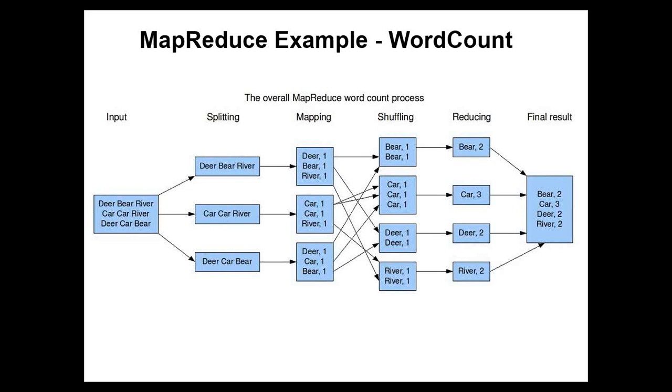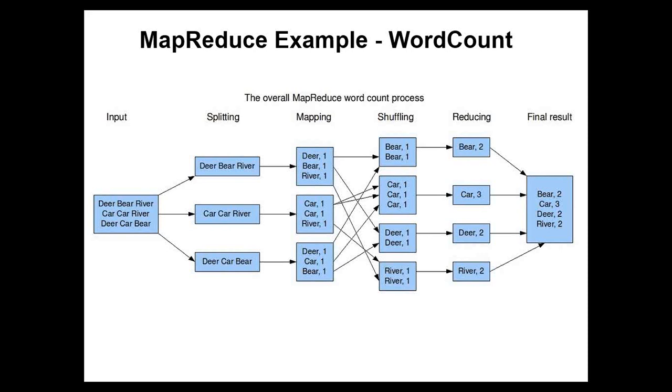This is a very common MapReduce example, which is called word count. What this does is you have a file which obviously has a bunch of words, and you want to know how many times a given word occurs in this file. This is just a simple illustration of how MapReduce works.